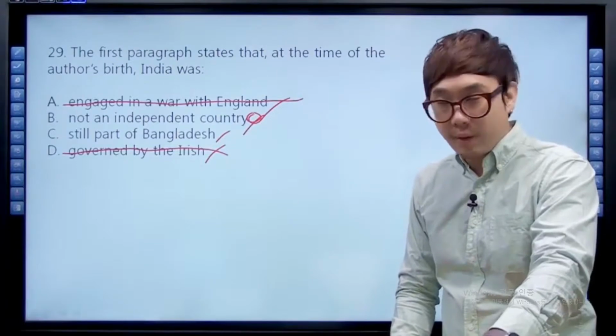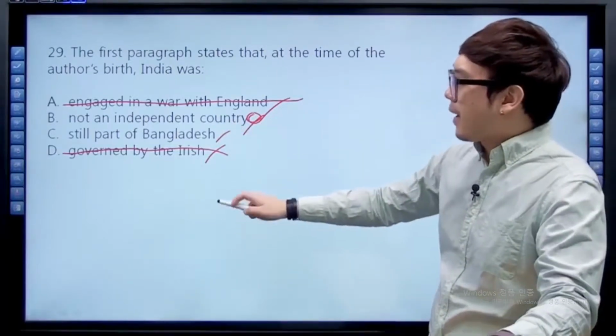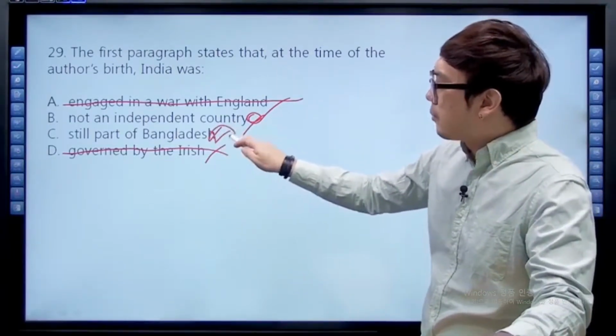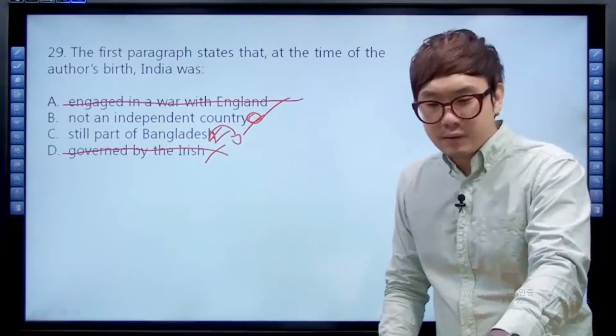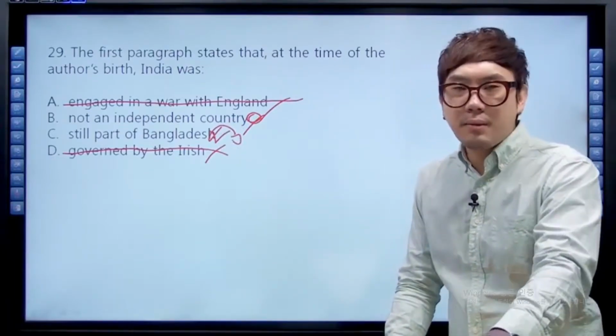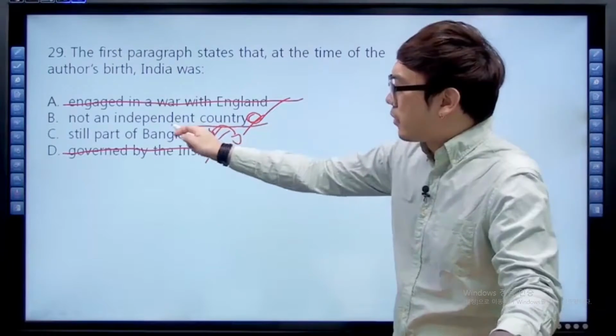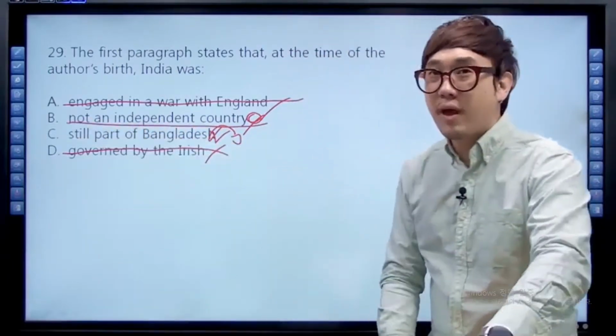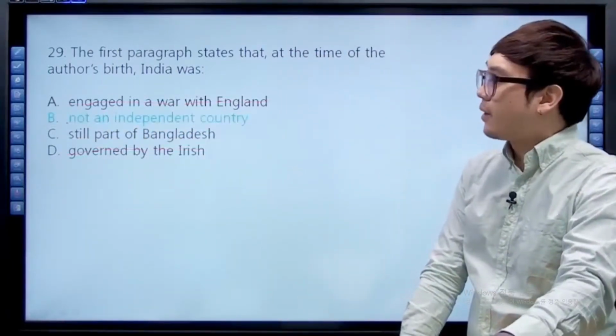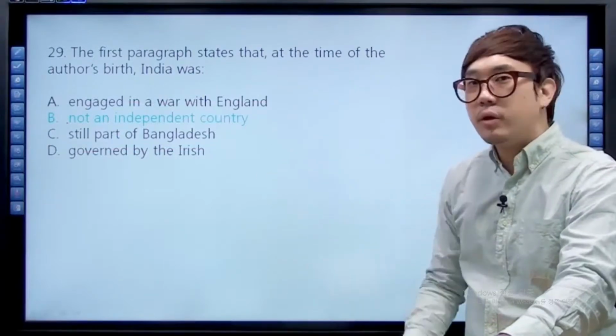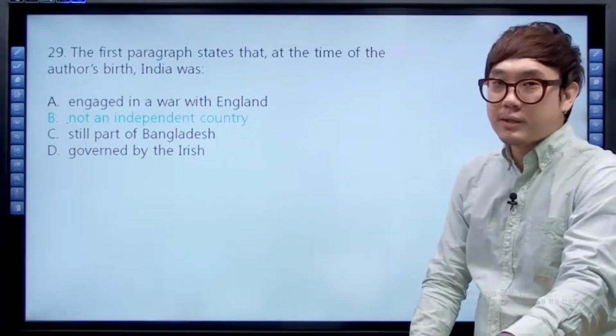True, right? You know that. And then, is it still part of Bangladesh? No, Bangladesh was probably part of India, and it became independent from India sometime later, right? So the best answer is they were not an independent country, and you saw that from the passage, and I'm hoping that you get that, right? Easy question. Should have taken you 30 seconds to solve, or at least like 20 seconds to solve this question.